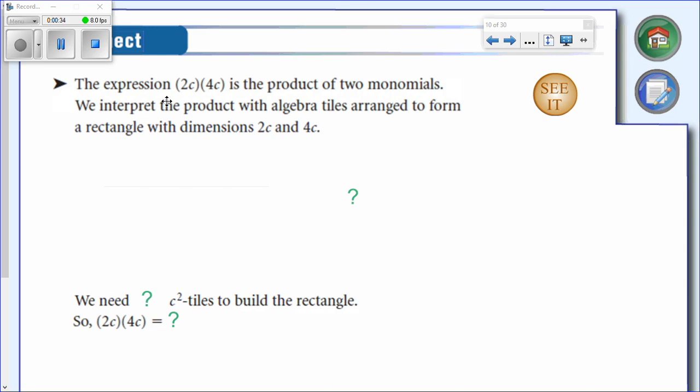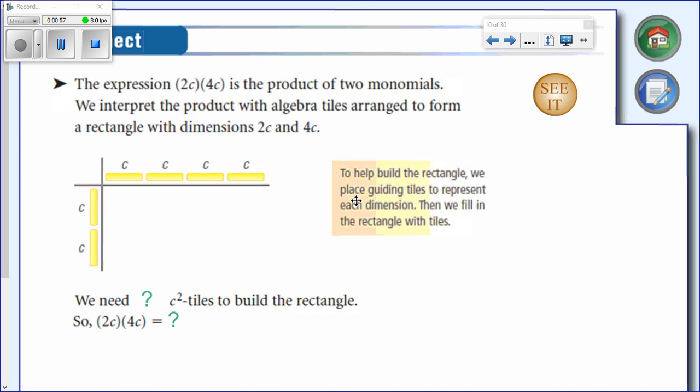So if we say the expression 2c times 4c is the product of two monomials, right? Remember, monomials, one term in each of those polynomials. We interpret the product with algebra tiles arranged to form a rectangle with dimensions 2c and 4c. Okay, so we're doing this times this. So if we do something times something, we can show it as a rectangle of one thing times the other thing. So let's see what that looks like.